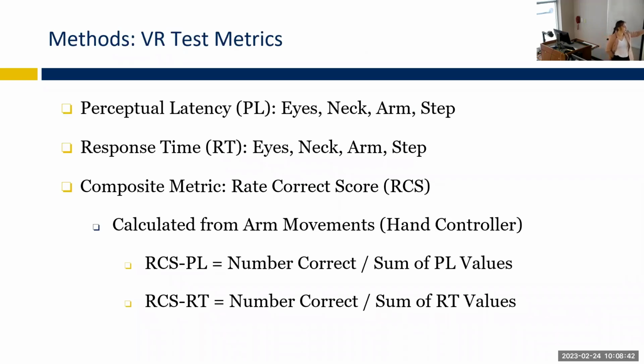So here we have the breakdown of our data. We have perceptual latency of the eye, neck, arm, and step, which was the lunge. And then we had the same thing with response time. We also had a rate correct score, which determined the speed-accuracy trade-off, and it was basically the number you got right divided by the time it took you to get them right. And you could calculate this for both perceptual latency and response time.